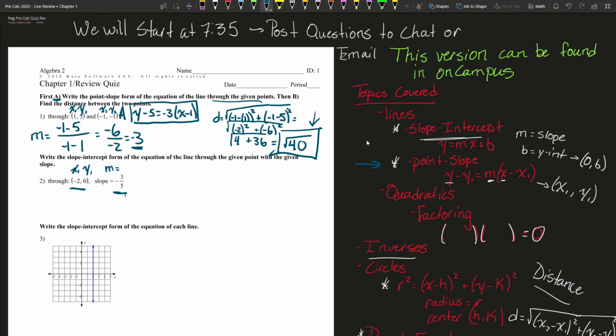So let's plug it into point slope form. It's y minus 0 is equal to -3 fifths x, and then +2. Then really all you have to do is simplify. So y is equal to -3 fifths x minus 6 fifths.